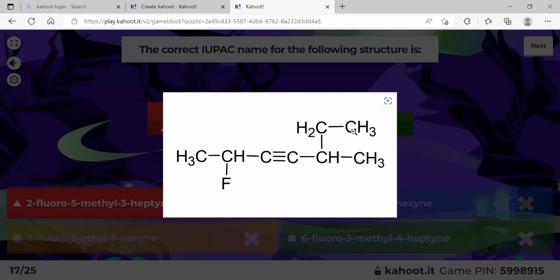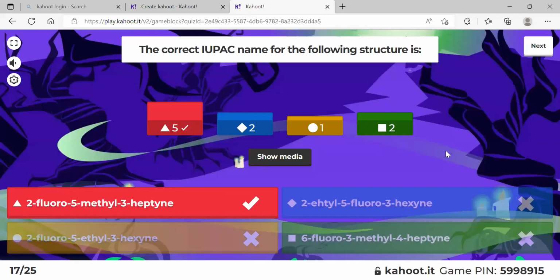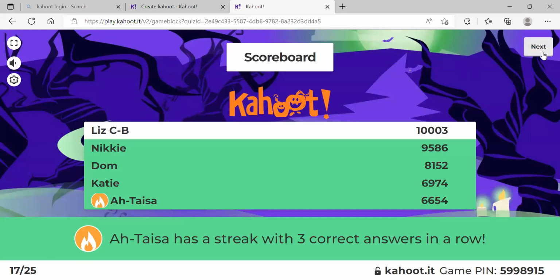So that means that we have 2 substituents, one on carbon 2, one on carbon 5. And since our triple bond is in between carbons 3 and 4, that's why the answer is the red one. Let's move on now to question 18.